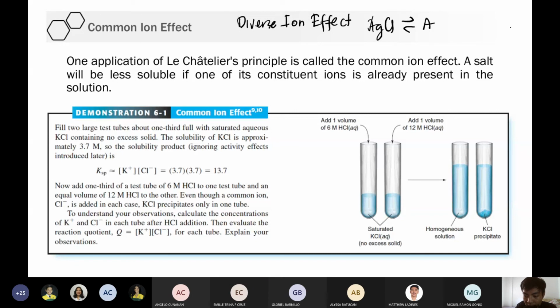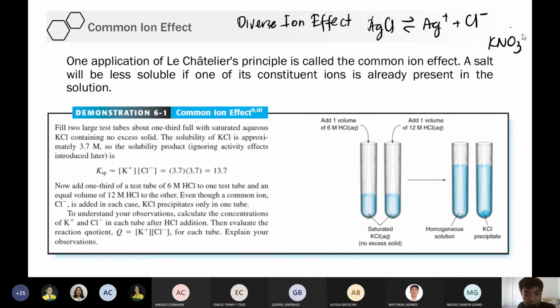So magdi-dissociate yan into Ag plus and Cl minus. What will happen if you add potassium nitrate? May common ion ba dyan? Wala. Kasi walang potassium sa Ag, walang potassium din sa Cl. Wala ring nitrate sa Ag, wala ding nitrate sa Cl.